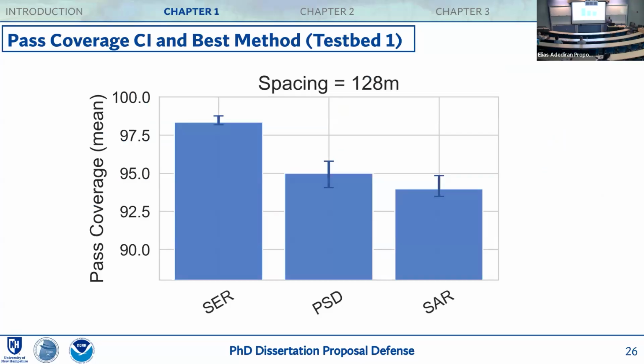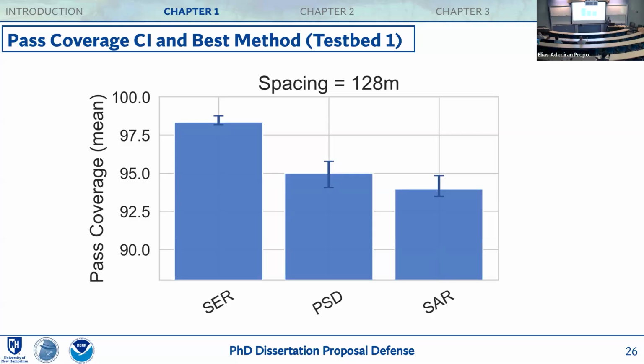Maybe this will also help to clarify that point. If you look at the path coverage, the SER, which is the spatial envelope range, estimated path coverage of about 98%. The PSD, which is the spectral method, estimated about 95%, and the spatial average range estimated path coverage of about 93%. And remember, the threshold that we're using is 90%. So what that means is that all three methods pass the first stage of how we are selecting the best estimator.